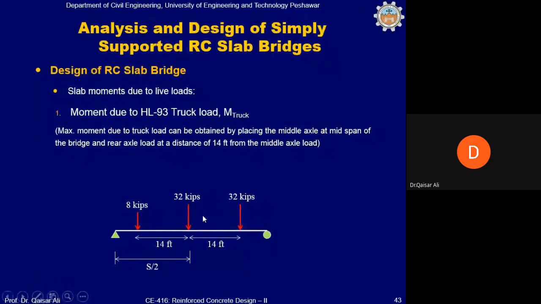As you can imagine, you will have to use several different spacings between these loads in order to obtain maximum bending moments. But generally speaking, if you place the middle axle at the midspan of the bridge and the front and rear axle at 14 feet, then you will get the maximum bending moment at the midspan.